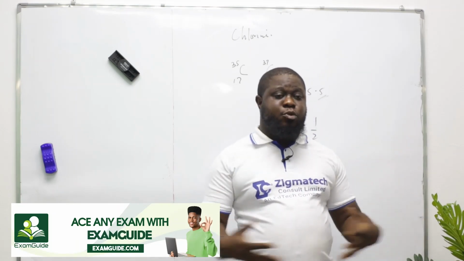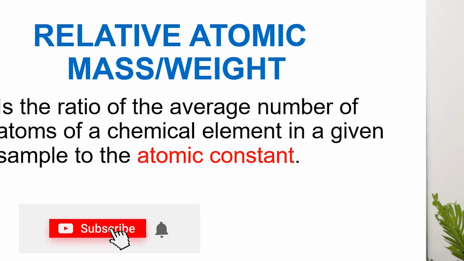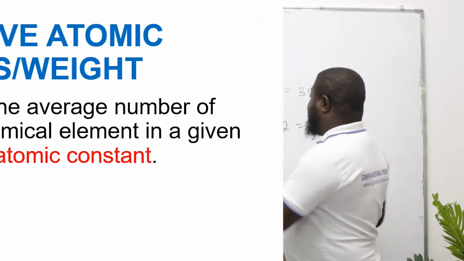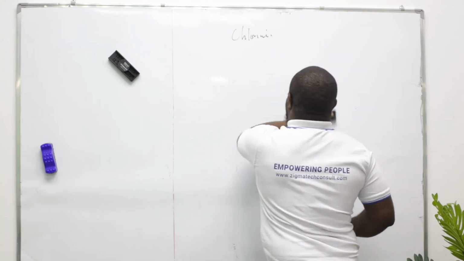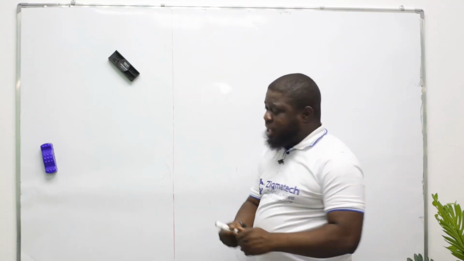Okay, when these ratios come together, they form the relative atomic mass and weight. And relative atomic mass and weight is the ratio of the average number of atoms of a chemical element in a given sample of the atomic constant. Now let's take for example ratios. Okay? Take for example water.